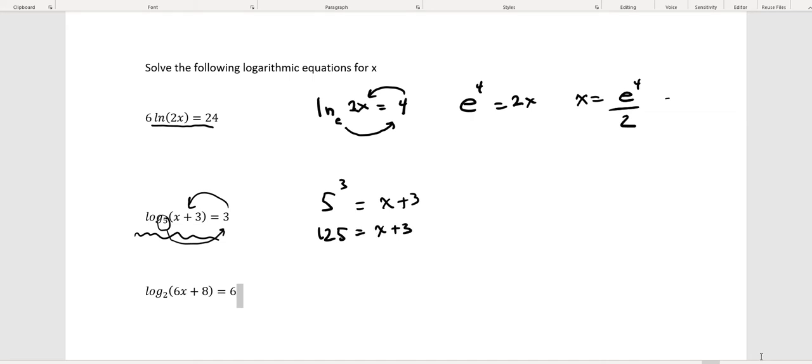And then we're just subtracting 3. I'll just write the answer over here. So what are we going to get out of this? x is equal to 122.